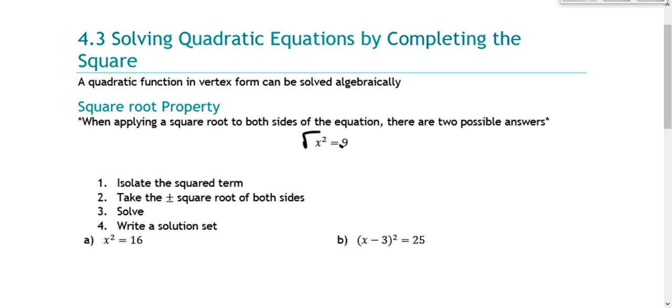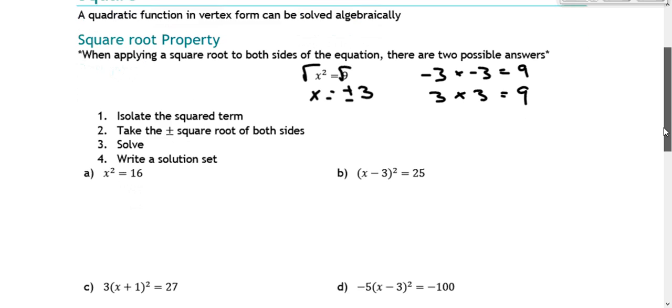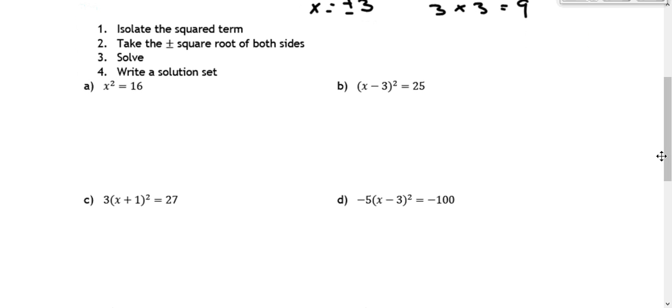So when we square root, we get x is equal to plus or minus 3, and that's because negative 3 multiplied by negative 3 can give us 9, and 3 multiplied by 3 also gives us 9. So two possible answers, and we're going to explore that a little bit, and this will play really well into when we talk more about absolute functions. When we take the square root of both of these, we get plus or minus 4.